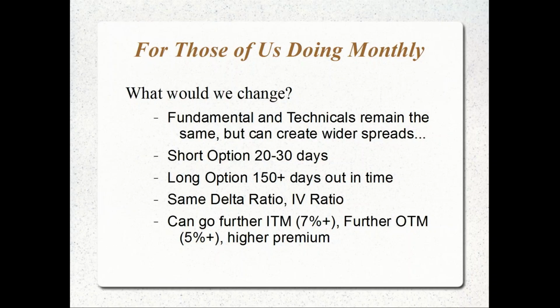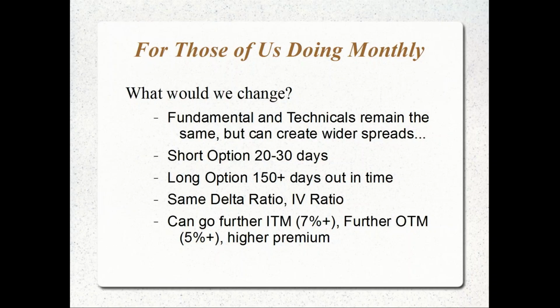A lot of us still prefer to do the monthly diagonal spreads. I do about half and half. So what would we change if you wanted to do a further out option to get a better premium up front instead of dealing with these 20 cent and 30-cent premiums that you're getting for a 5-day out or 14-day out trade? Well, the fundamentals and the technicals remain the same.